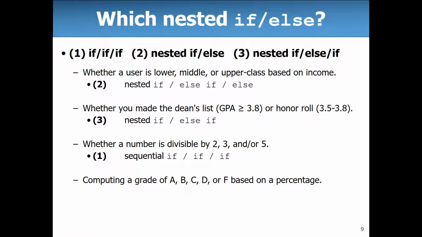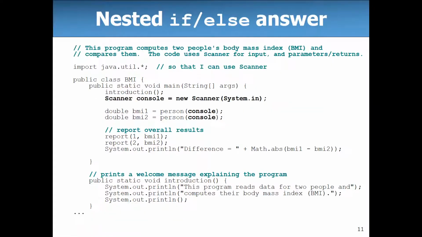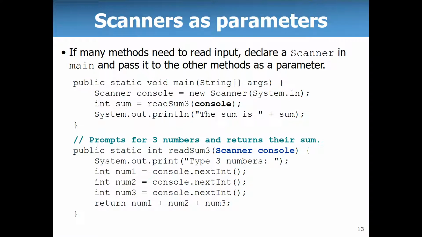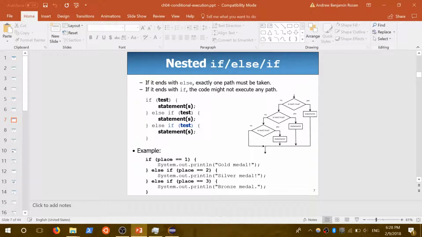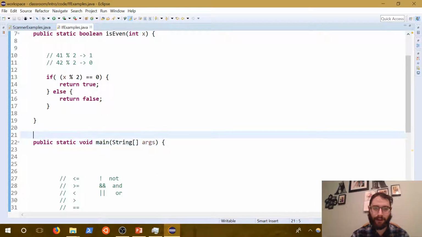Computing, and now back to our original one, computing A, B, C, D, or F based on your percentage, well, only one of those should be true. You should only get 1 grade. So if, else if, else if, else if, else. So there's some example programs for you to check out here. Again, you can go and check those out. But let's go ahead and rewrite that bit of code they had over there.